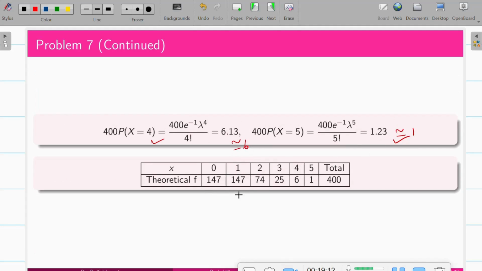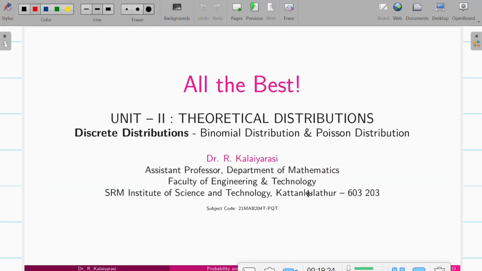Now add all the theoretical frequencies, and you will get the total frequency of 400. So this is how you fit the Poisson distribution. Okay, I hope you got an idea about the Poisson distribution based on this video.